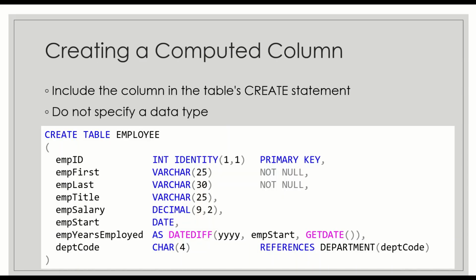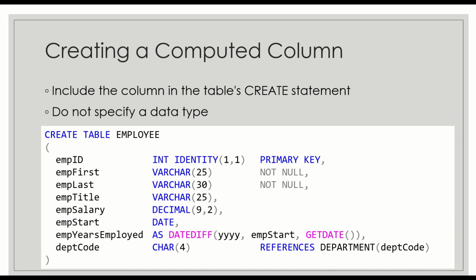There are two ways to add a computed column into a table. You can either add it as part of the table create statement when you're generating a new table, or you can add it to an existing table using an alter statement.